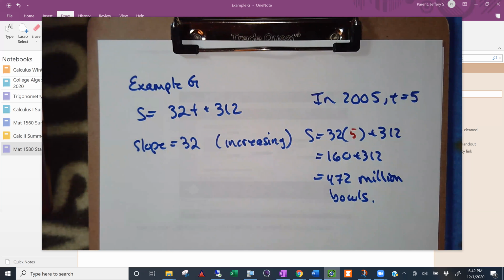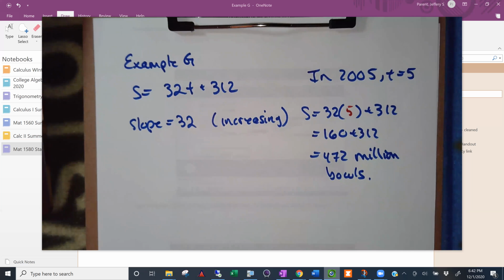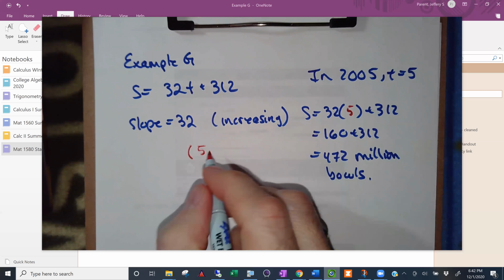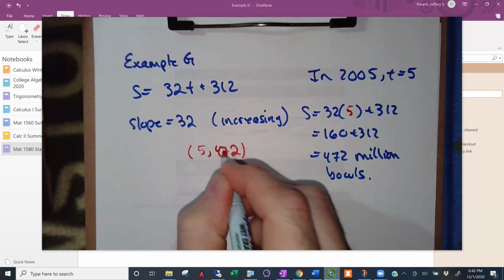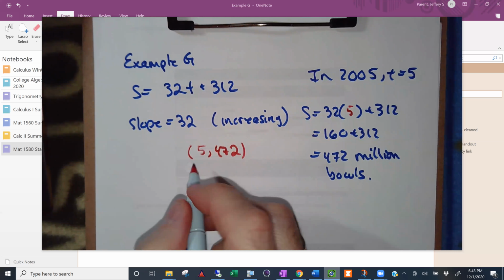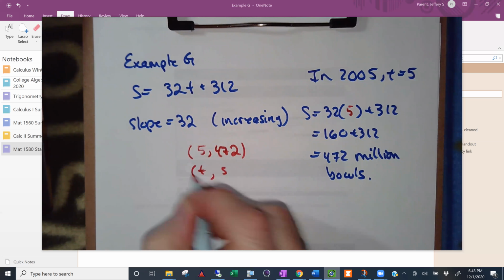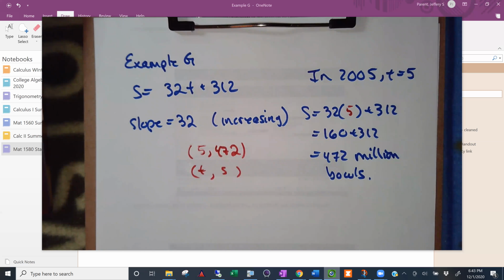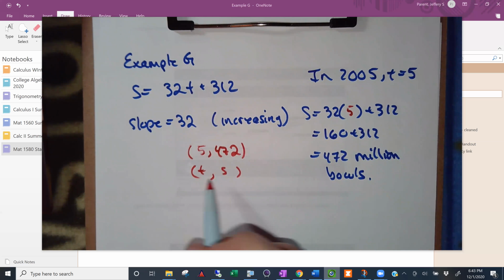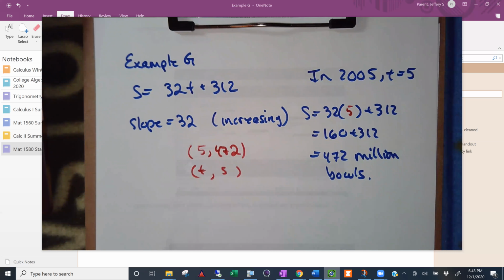Really quick, what would the ordered pair be for 2005? Oh, great question. The ordered pair here would be 5 for the T, and then 472 for the sales. So it'd be T and then S, which kind of violates some sensibilities for me as an algebra teacher, but for statistics, it's fine. So you've got years after 2000 and then the sales, because the sales depends on the year. Okay, thank you. That's a real good question.